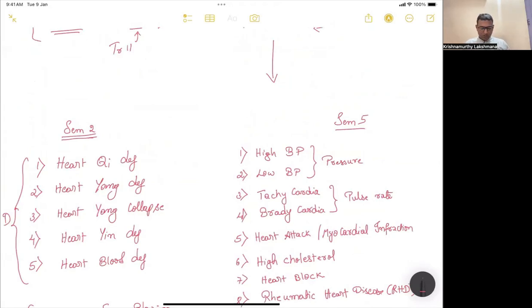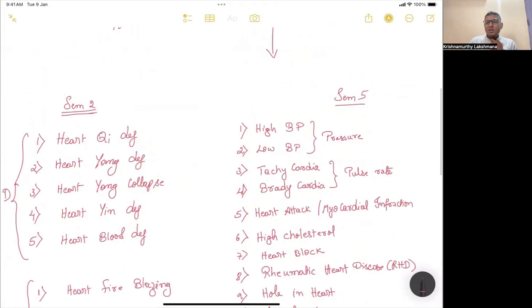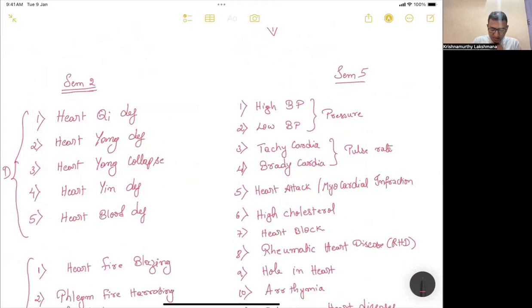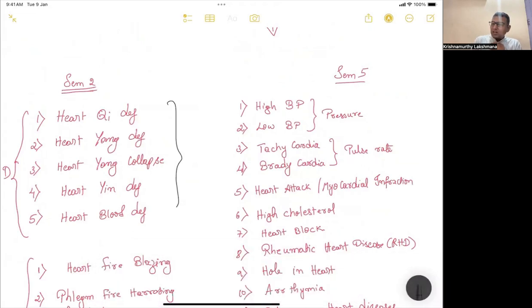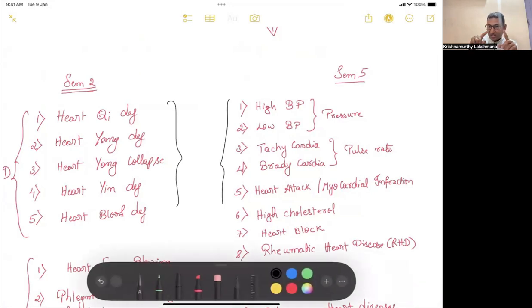Now, TCM people say these are the problems that you can get. But Western people say these are the problems that you can get. Is there a match anywhere? Anywhere, like, do you see anything correlating between this list and this list? Do you see anything correlating?